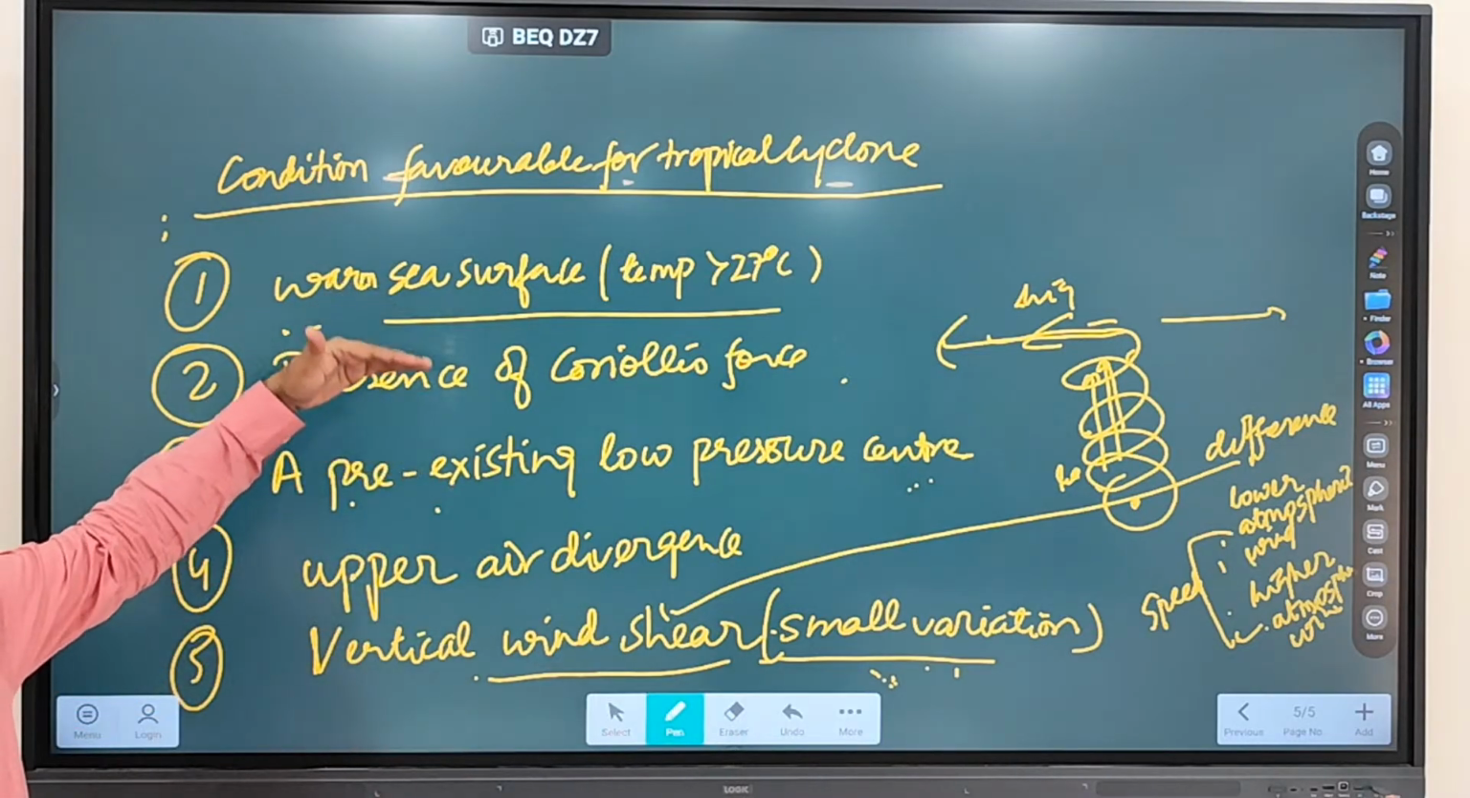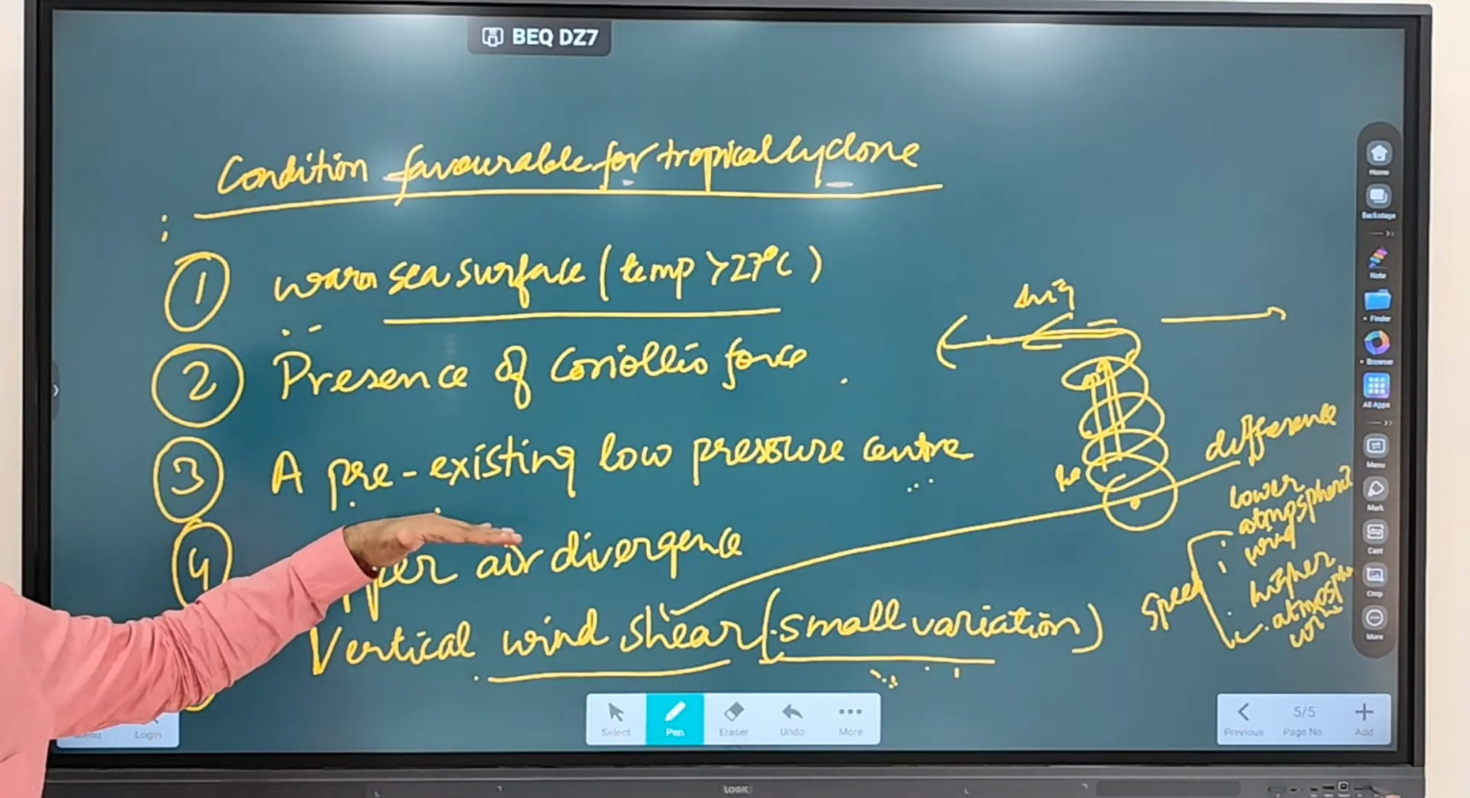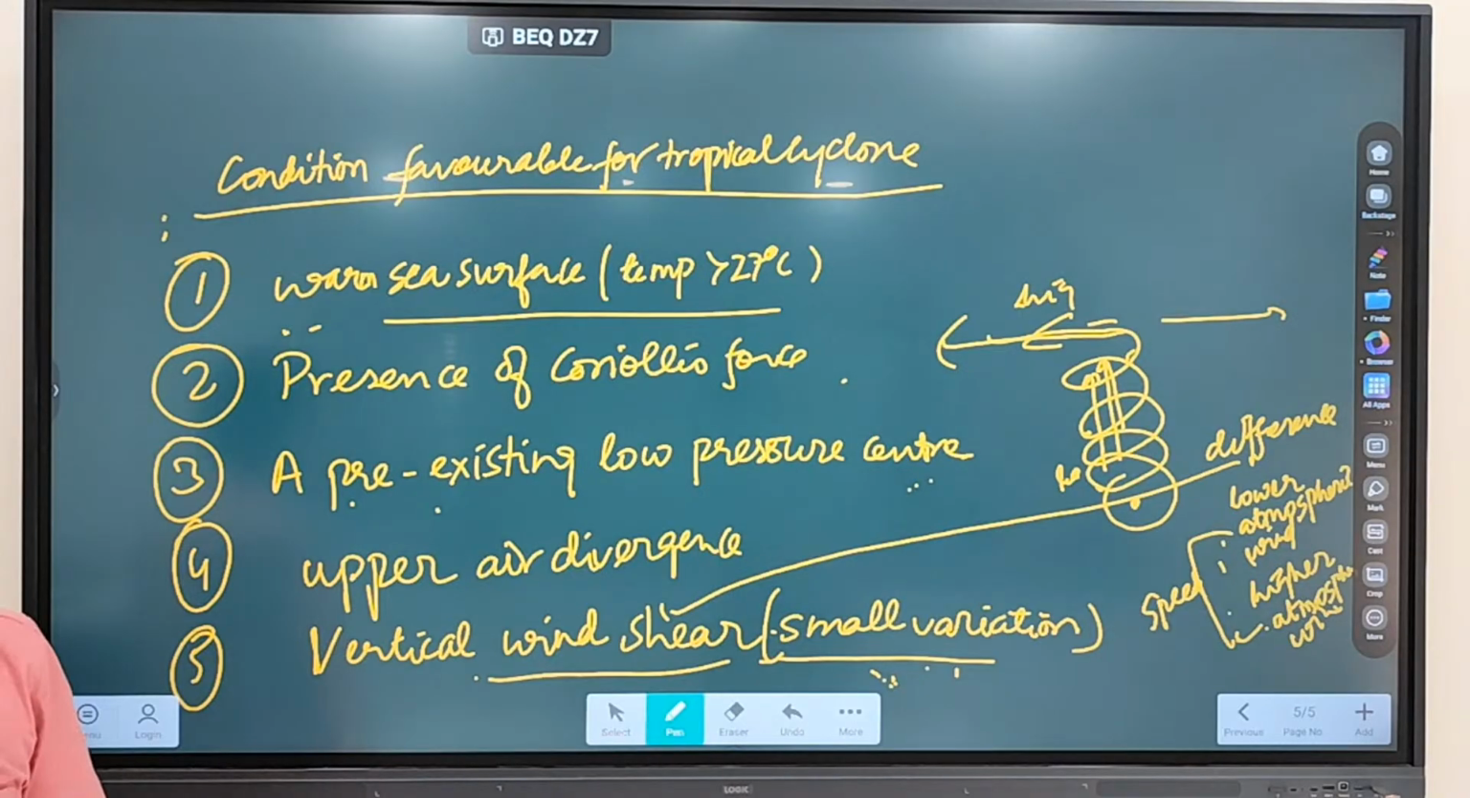And what are the favorable conditions? A warm sea surface, the presence of Coriolis force, a pre-existing low pressure center, upper air divergence, and vertical wind shear. These conditions are required for the formation of tropical cyclones.